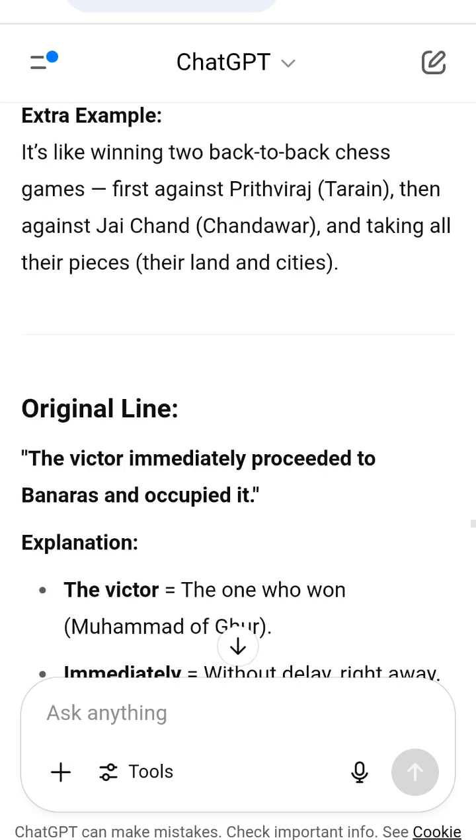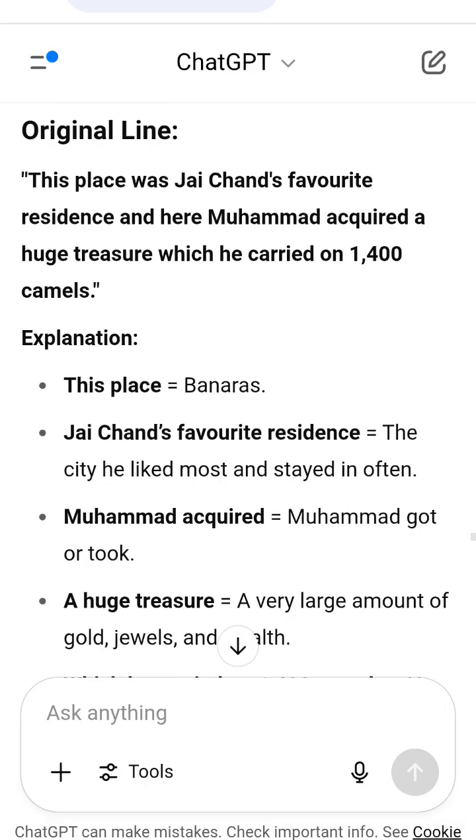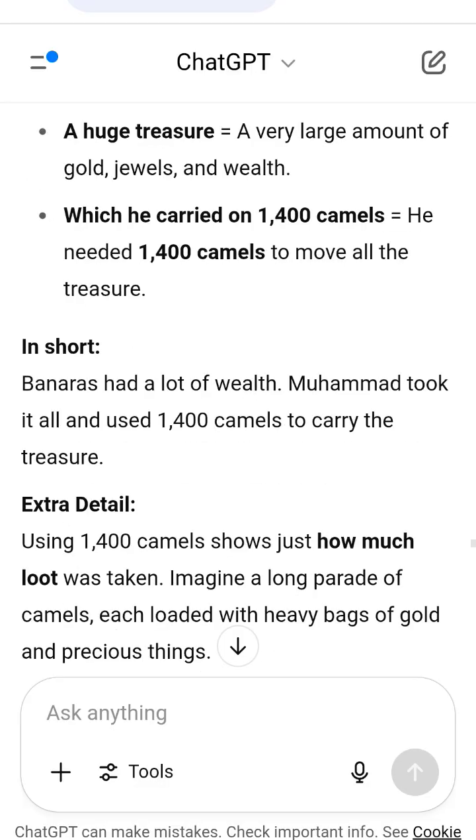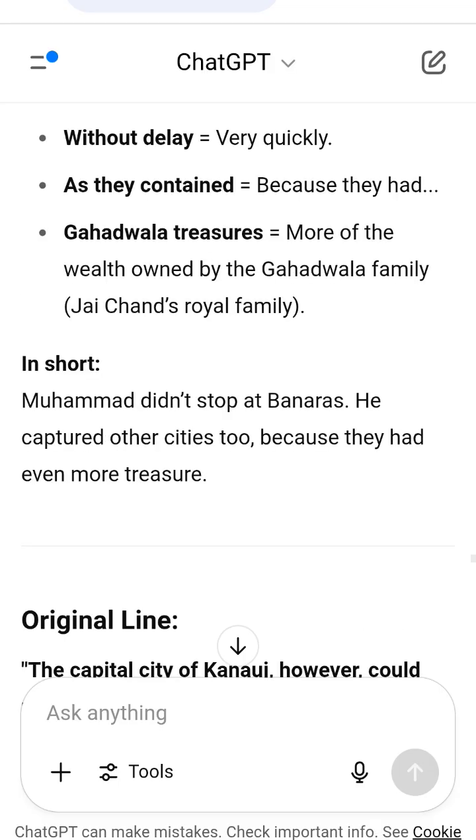4. Loot and conquest after the battle. After winning the battle, Muhammad quickly marched to Banaras. Banaras was Jai Chand's favorite city and a center of culture, religion, and wealth. There, Muhammad found a massive treasure, so much that he needed 1,400 camels to carry it. He also captured many other towns that had Gahadwala treasures. These towns were taken quickly, as they had no strong defense after Jai Chand's death.